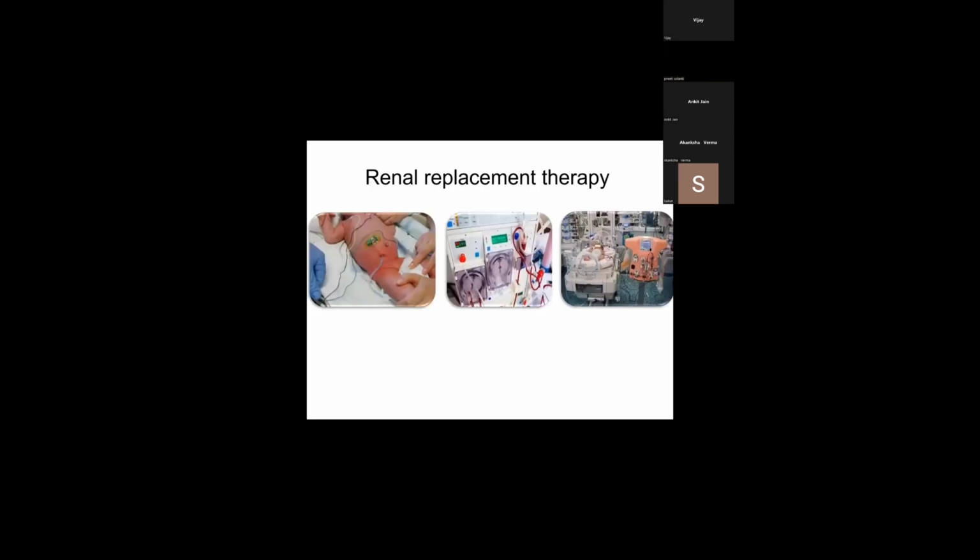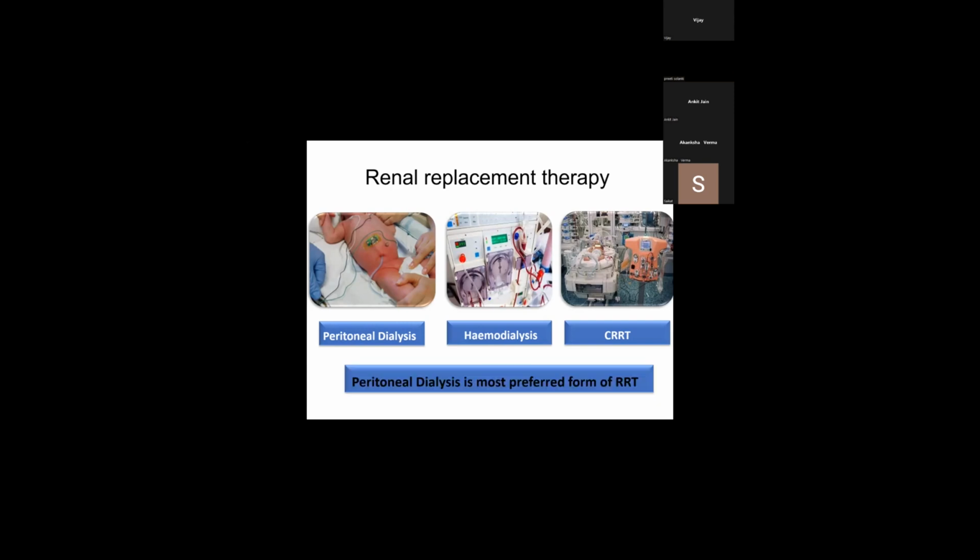Now, coming to the types of renal replacement therapy, this is basically of three types. First is peritoneal dialysis, second is hemodialysis, and third is continuous renal therapy. Among these, peritoneal dialysis is the most preferred form of renal replacement therapy.